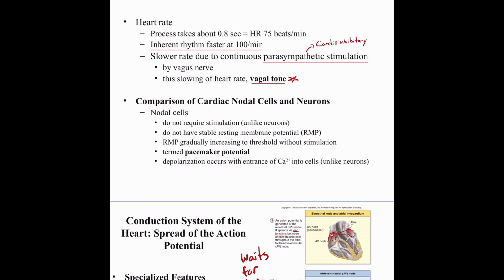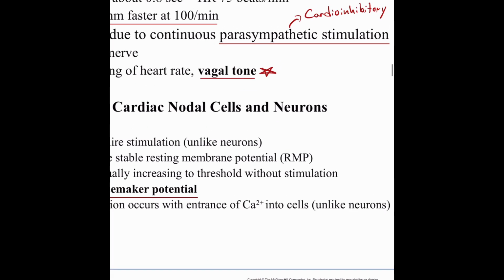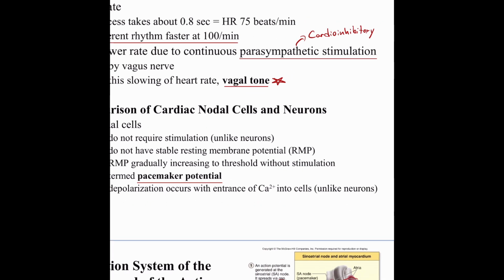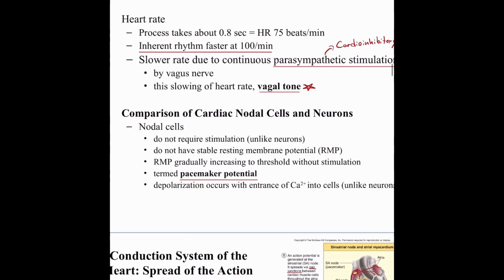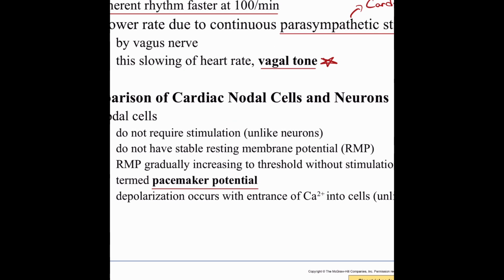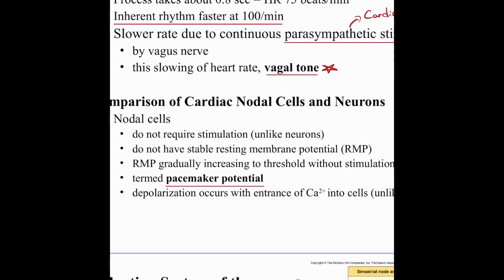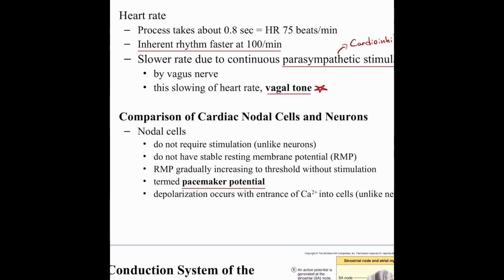So here we see nodal cells do not require stimulation, unlike neurons, correct? So neurons need there to be sensation, and a certain amount of a signal needs to reach your skin for it to then pass it on to your spinal cord, to travel to your brain, to integrate the information. This does not need that stimulation. There will be sodium slowly flowing constantly into the nodal cells, reaching that threshold, allowing for calcium to flow in, reaching the action potential, and then you're repolarized, and you'll do the same thing over and over again.